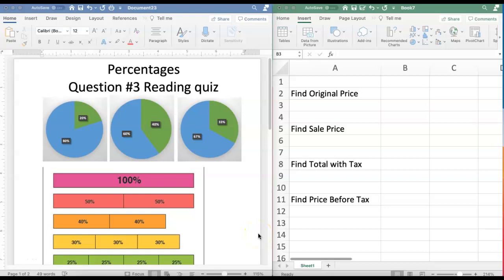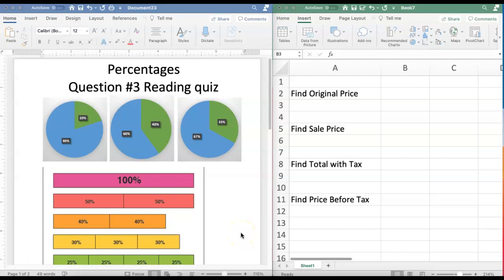This tutorial is for help on question number 3 in the reading quiz. However, it will also be helpful for a lot of the percentage problems that we will be dealing with in the Mobius homework or other quizzes or the exam. So if you're here for help, this is the place to be.